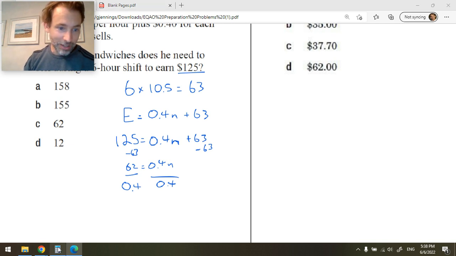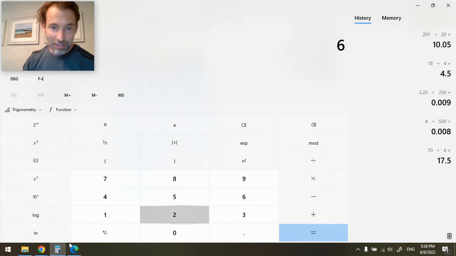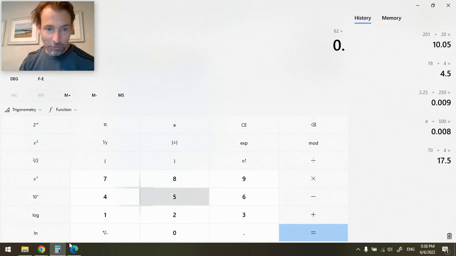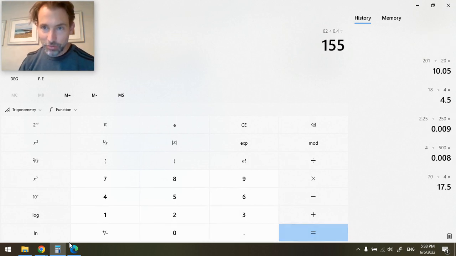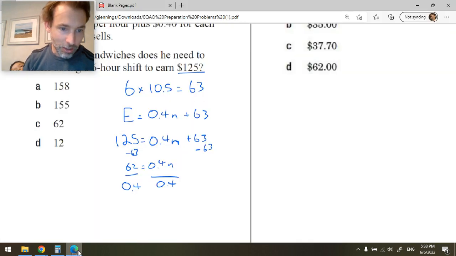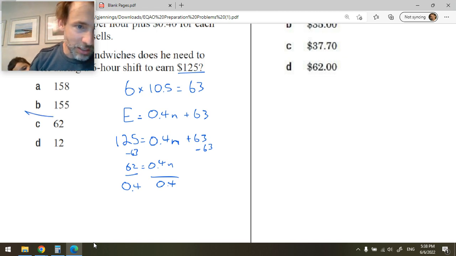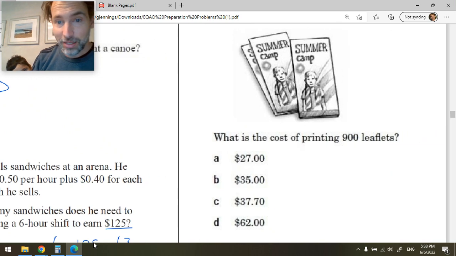So now let's do it. 62 divided by 0.4. Why don't you do that in your head, Mr. Jennings? Well, because I got other things I need to do. Okay, 150. So this is the amount of sandwiches he needs to sell. Let's keep going. All right.